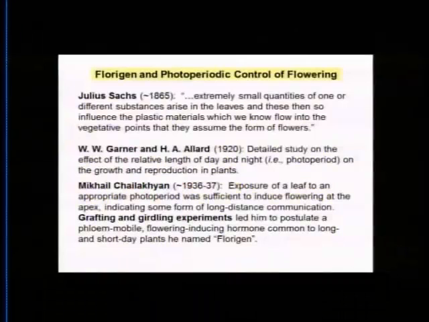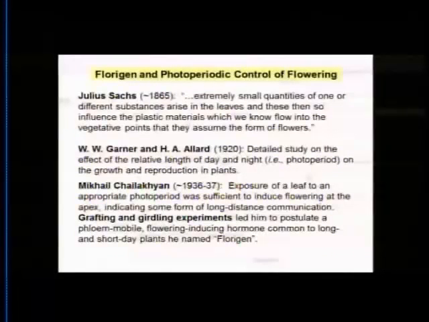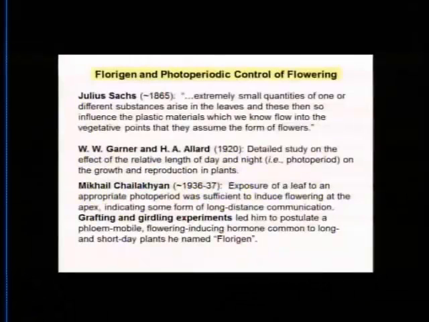And then Mikhail Chailakhyan, a Russian scientist, is recognized as sort of the father of the origin hypothesis. Continuing on and influenced by the work of Julius Sachs, Chailakhyan did a large number of experiments where he did grafting between different species, okay, interspecific grafts.